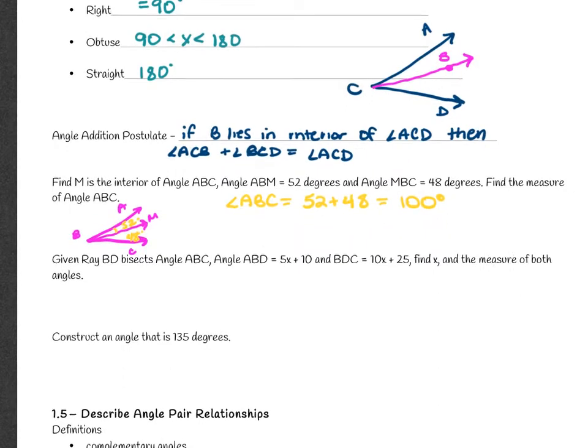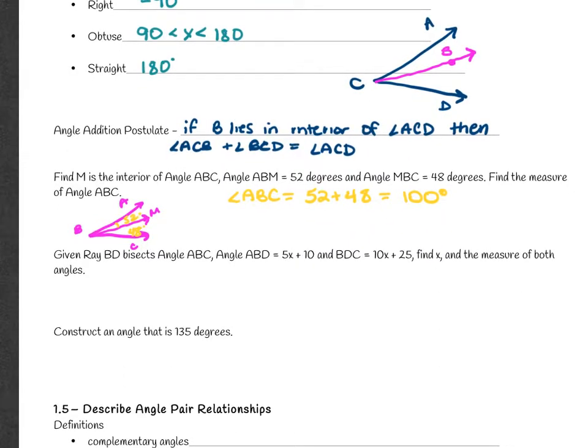The next one says, given ray BD bisects angle ABC. So angle bisector means it cuts the angle into half. If I draw this out, A, B, C, and it says ray BD bisects, which means cuts it into two congruent parts. So angle ABD is 5x plus 10. Angle DBC is 10x plus 25.